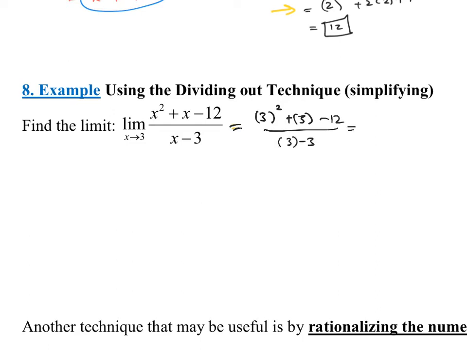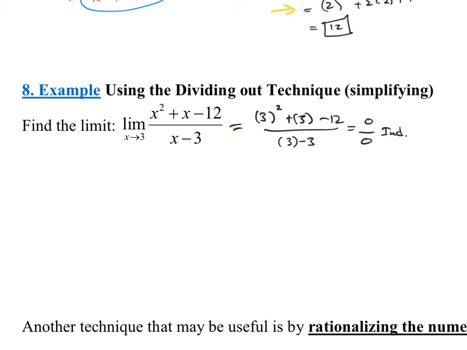Well, on the top, that would be 9 plus 3 is 12 minus 12. That's a 0. And on bottom, 3 minus 3 is a 0. Again, that's indeterminate form. Indeterminate does not mean the limit doesn't exist. Indeterminate means the function doesn't exist at that point. So we need to investigate, does the limit exist at that point? We could look at the graph, we could do the table, or we could learn the sweet algebra trick of just factor and simplify first.